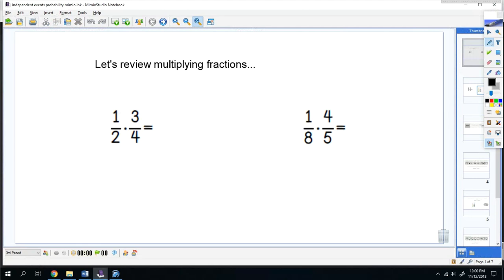So 1 times 3 is 3. 2 times 4 is 8. And that is the simplest form. And that's how you multiply fractions. Now, if you can simplify before you multiply, that'd be great.